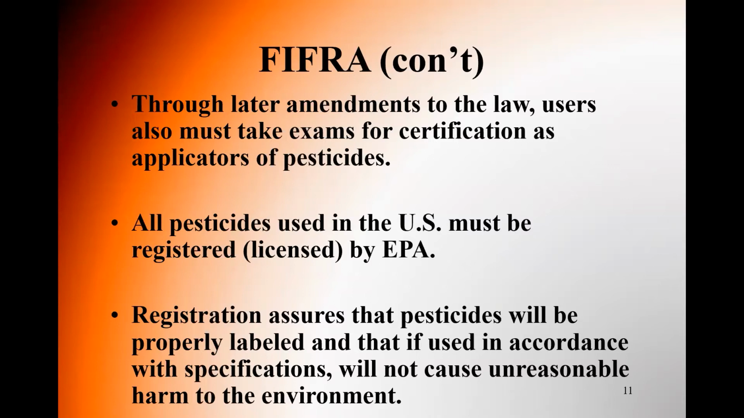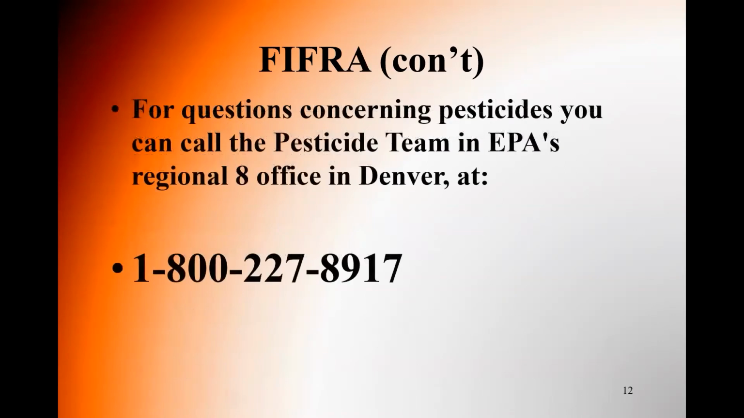You know, that doesn't take into consideration if a little bit works, a little bit more works a little bit better. Because once we get off label, then that's not what they're talking about. They're talking about within specification. If you have questions concerning pesticides, you can contact the EPA's team in Denver at the number listed there, 1-800-227-8917. And they can discuss any of the pesticide concerns that you may have concerning labeling, from whatever angle that you're looking at.